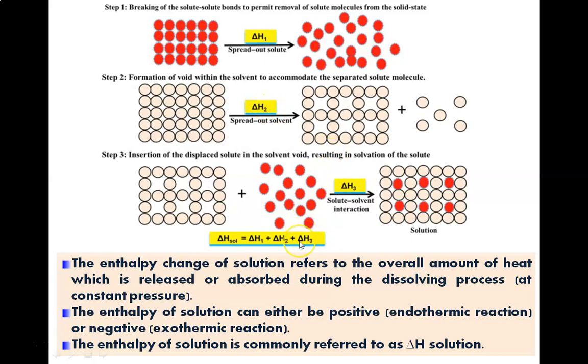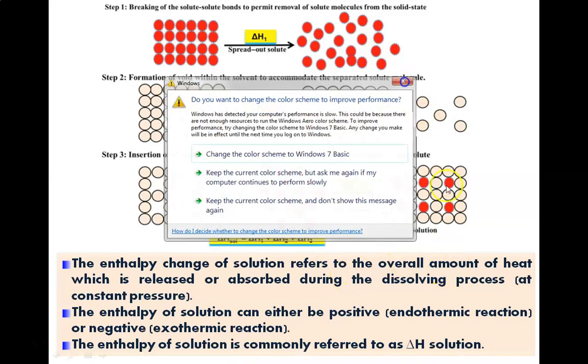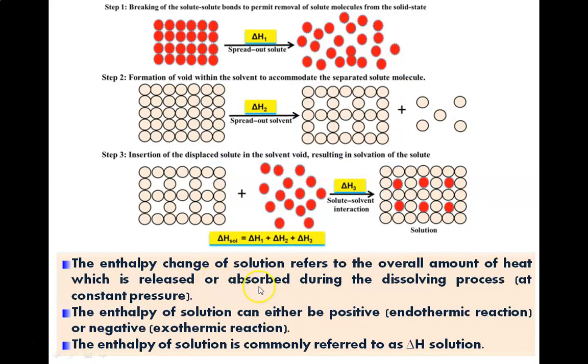This is nothing but the enthalpy change of solution, which refers to the overall amount of heat released or absorbed during the dissolving process. A very common example in an organic chemistry lab: if you dissolve NaOH in water, there is an increase in the temperature of that content. So this acts as an exothermic reaction because heat is evolved.